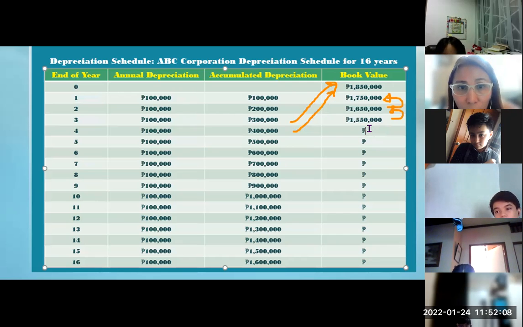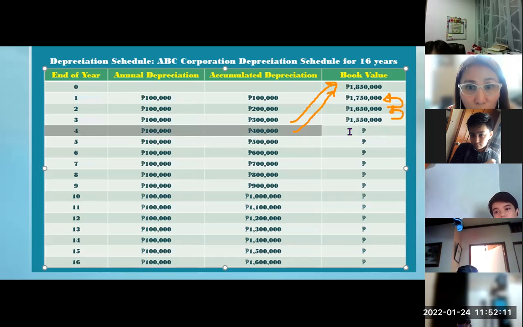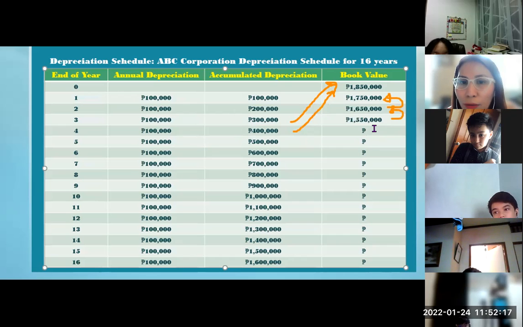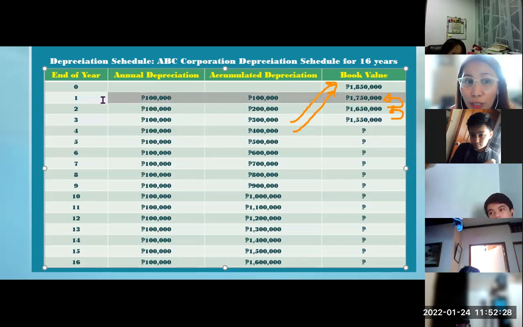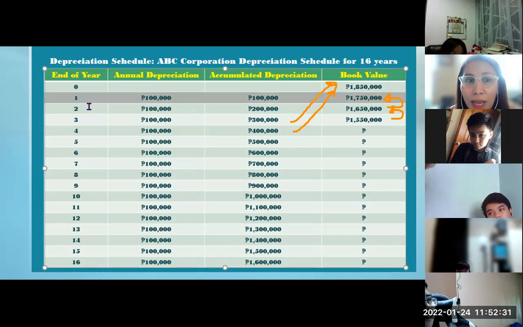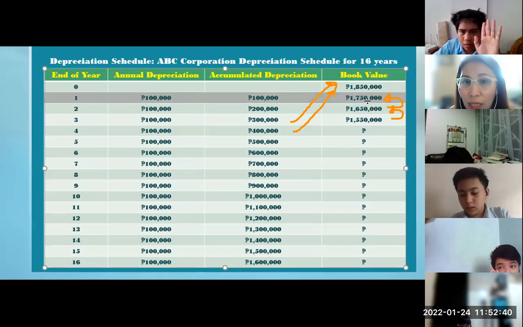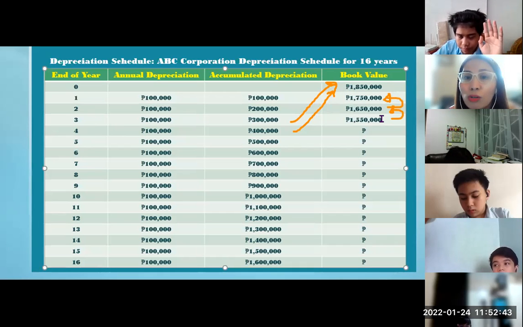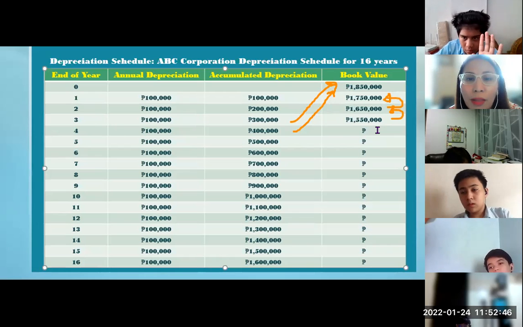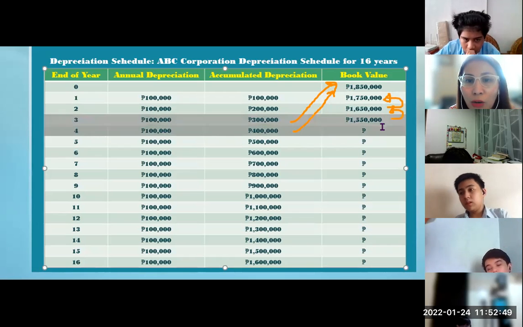1,750,000? 1 million? What? Dito na tayo, fourth year. 1,750,000, no, hindi po. Mag-reduce tayo, Miel. So, yung 1,750,000 pesos natin, ito yon on the first year. Magre-reduce tayo kasi merong reduction ng annual depreciation ng 100,000. So, reduce ulit natin. Reduce mo ulit yon, Miel. And then, reduce ulit. On the fourth year, magkano na lang yung book value?